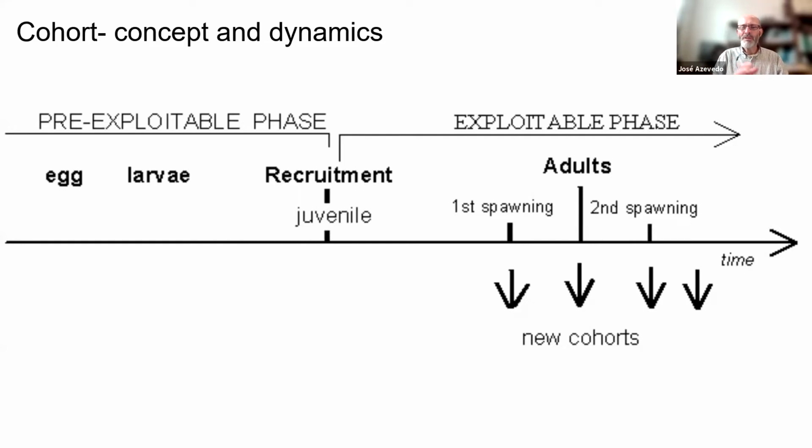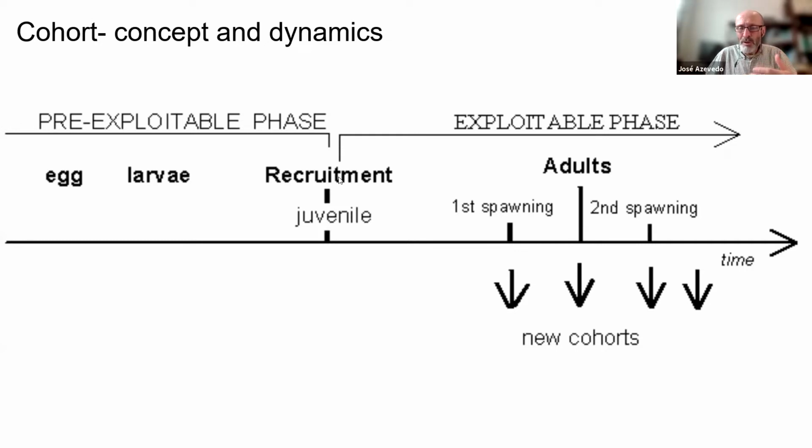And at some point at this stage, we will talk about recruitment. Now, we've seen that recruitment is a very elastic concept. People use recruitment in different senses, but you will come across this word. And then recruitment ends the pre-exploitable phase and starts the exploitable phase, right? And then the exploitable phase eventually is composed of adults. Depending on how you define recruitment, juveniles may or may not be included in this exploitable phase.